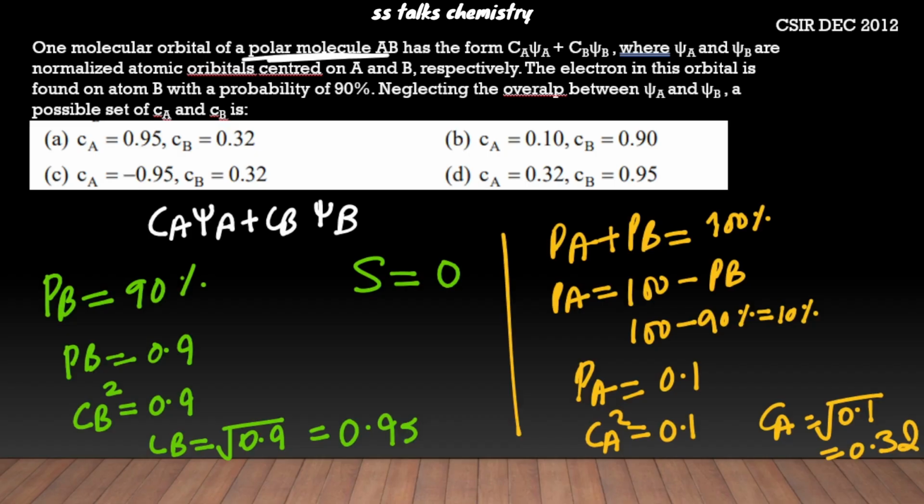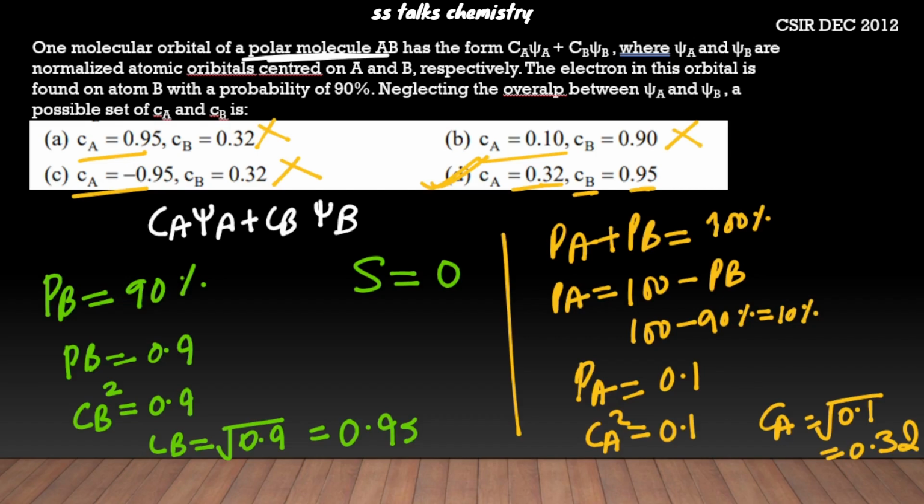Okay, so Ca we have got, and the Cb value. First it's saying Ca is 0.95, incorrect. Ca is 0.1, again incorrect. Ca is minus 0.95, incorrect. Cb is 0.95, Ca is 0.32. Option D becomes the right answer.